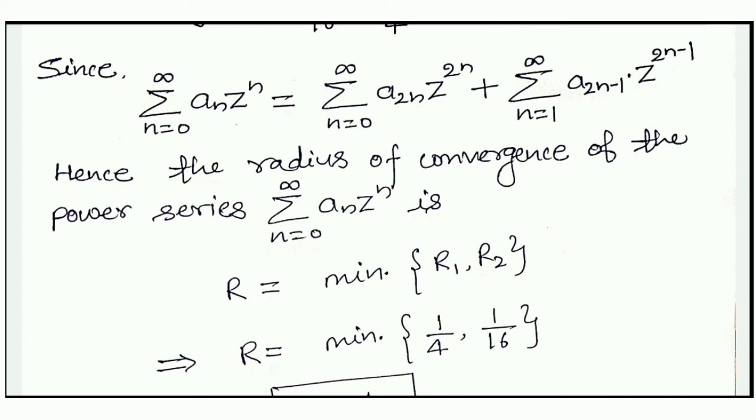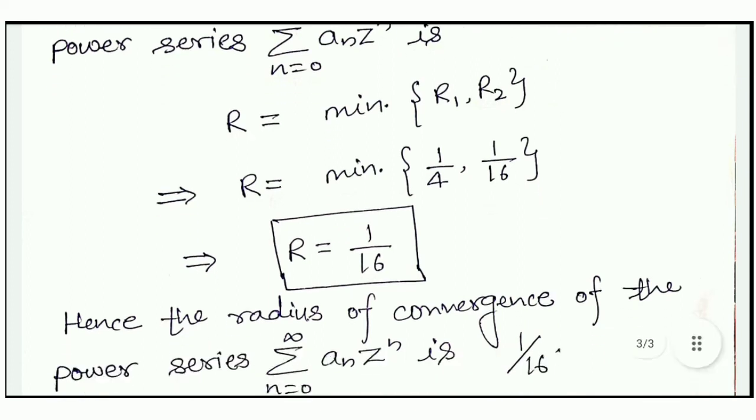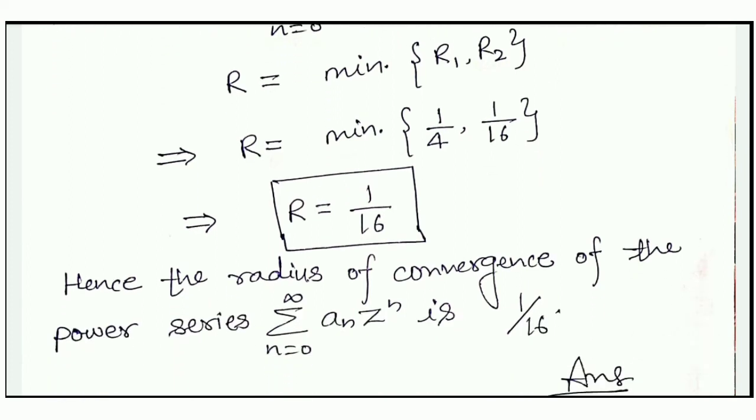Hence according to the fact we have discussed above, the radius of convergence of the resultant power series will be the minimum of the radii of convergence of both the power series. Hence the radius of convergence of the power series summation n equals 0 to infinity an z to the power n is r equals minimum of r1 and r2. Here we have already obtained the values of r1 and r2, so this will be r equals minimum of 1 upon 4 and 1 upon 16, and here 1 upon 16 is the minimum. So the value of the radius of convergence of the resultant power series will be 1 upon 16. Hence the radius of convergence of the power series summation n equals 0 to infinity an z to the power n is 1 upon 16.